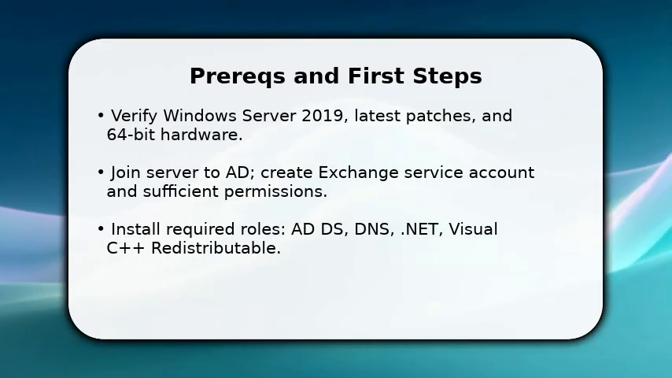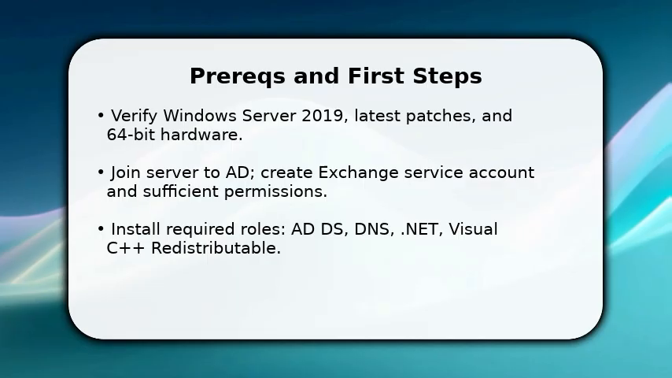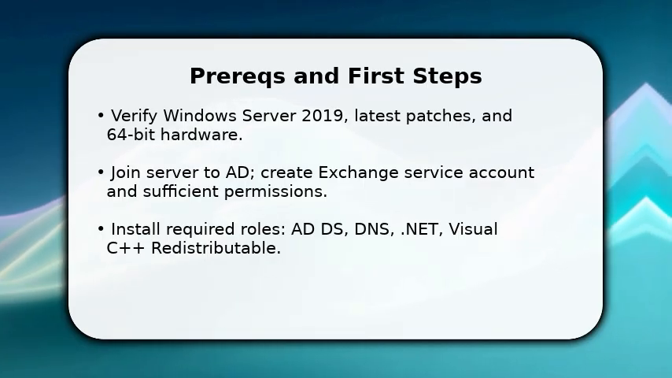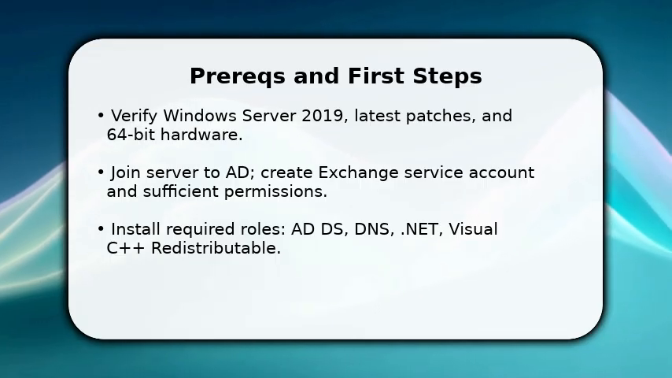You start by confirming Windows Server 2019 is patched and domain joined. This ensures compatibility and secure authentication. Once done, create an Exchange Service account with delegated rights so setup can provision objects.